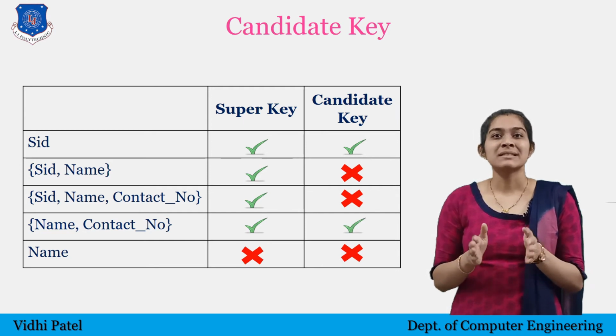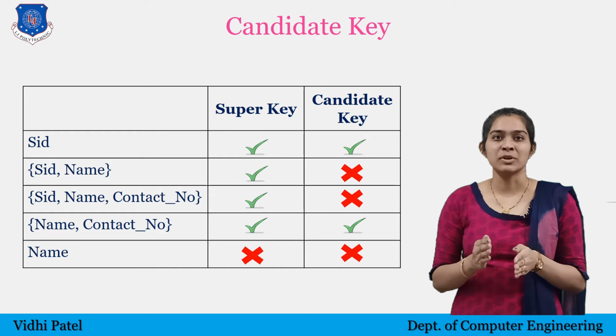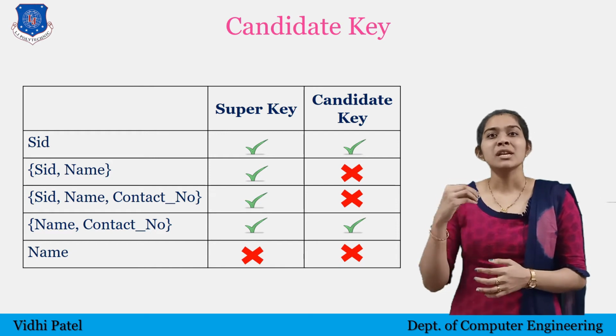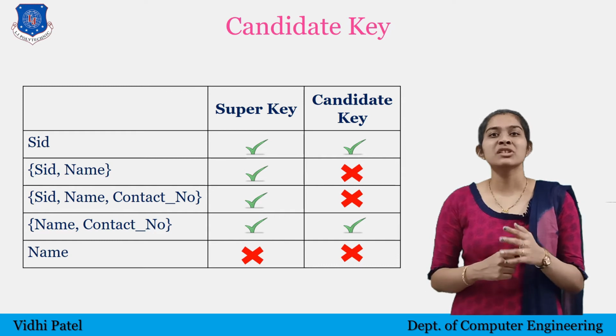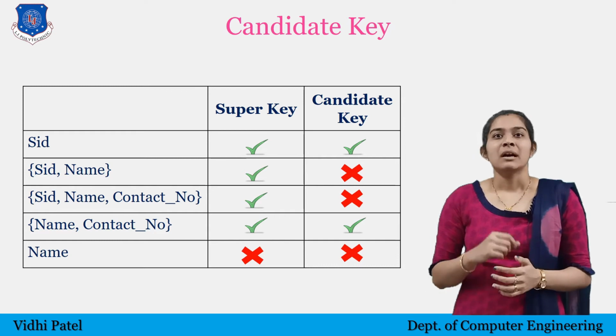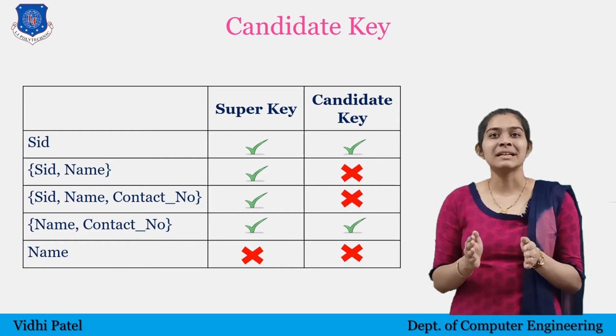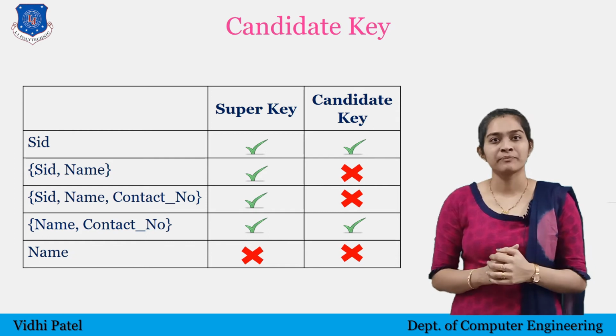Here we get the set of candidate keys, which is student ID and the combination of name and contact number. There are many more combinations available which can be a candidate key. A relation can contain more than one candidate key, but for understanding I have used these two only.